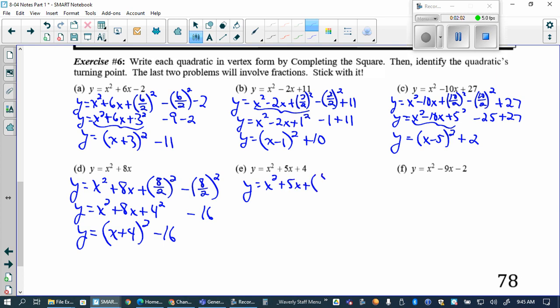Plus 5 over 2 squared. Make that a better looking 2, I guess. Over 2 squared. And now what? Subtract it back out. And don't forget the 4 is still there, right? It doesn't go away. Okay.